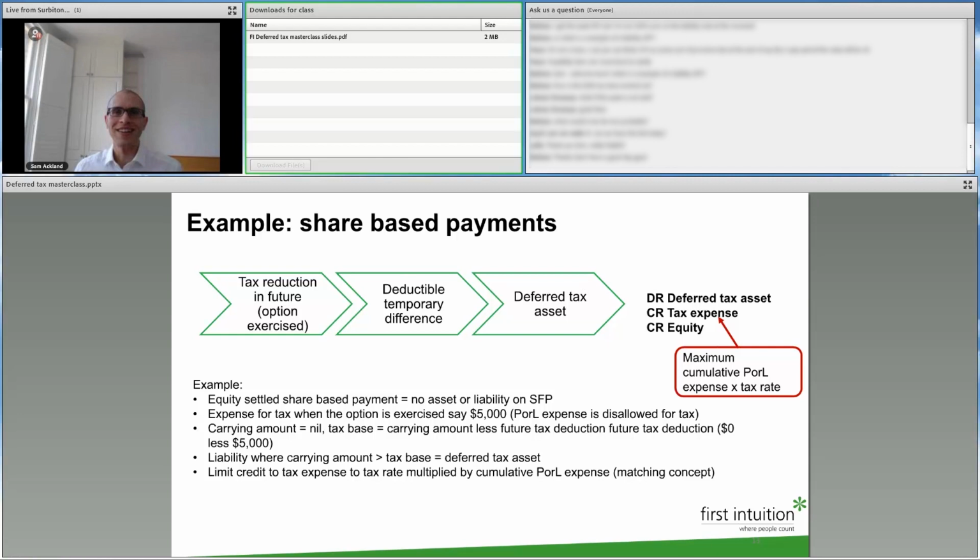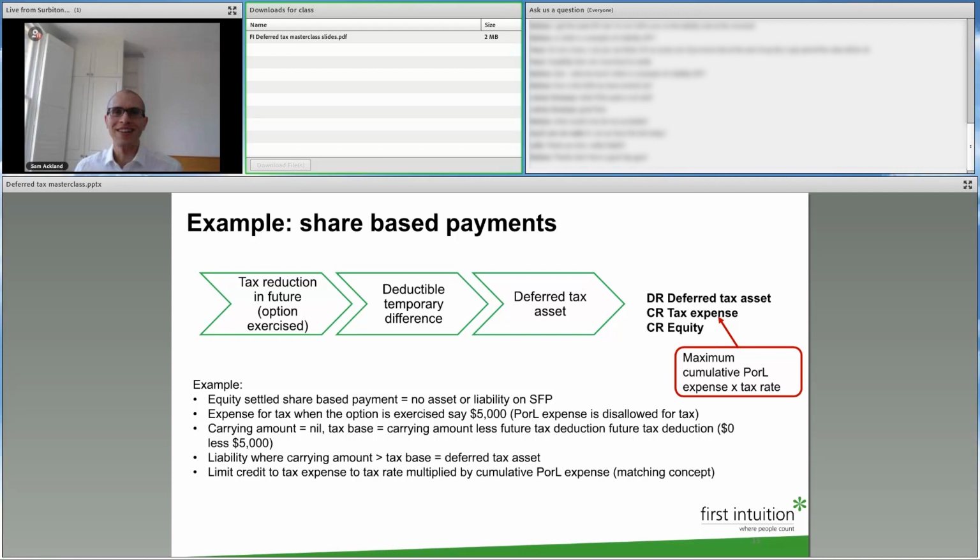So we're doing this matching concept. How much of my share-based payment expense has gone through the profit and loss account? If I times that by the tax rate, that's the maximum amount that I can put through the profit and loss account in terms of deferred tax effects.